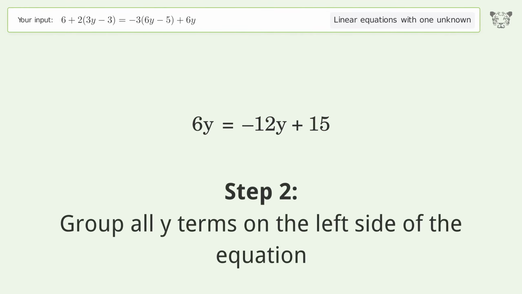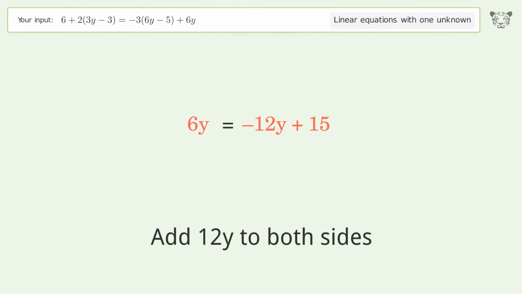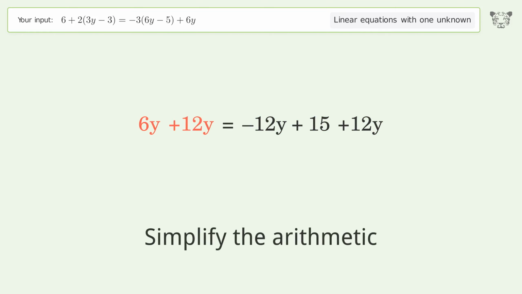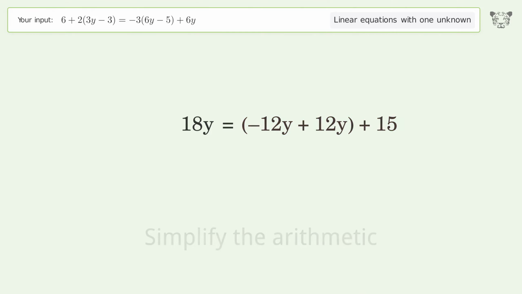Group all y terms on the left side of the equation. Add 12y to both sides. Simplify the arithmetic. Group like terms. Simplify the arithmetic.